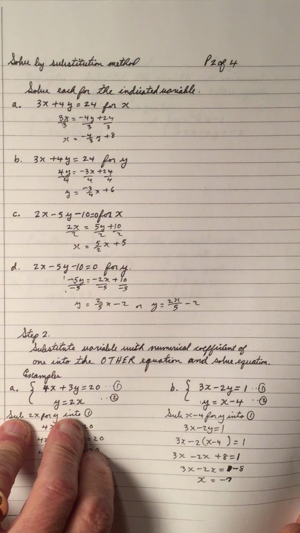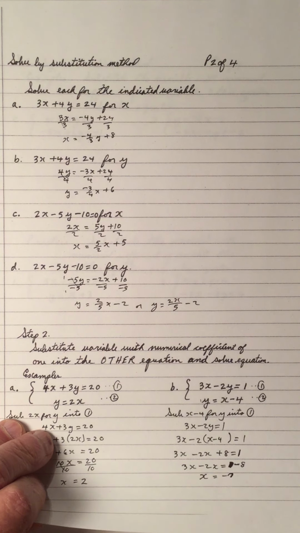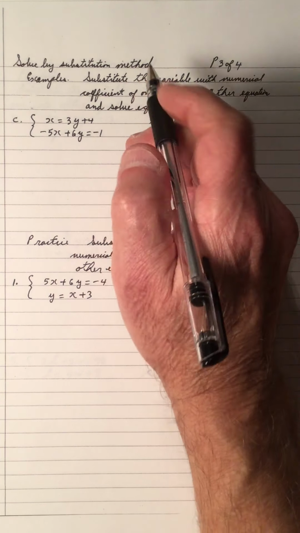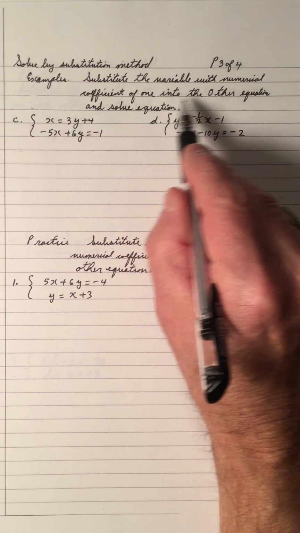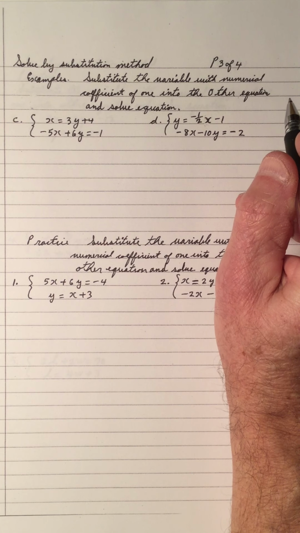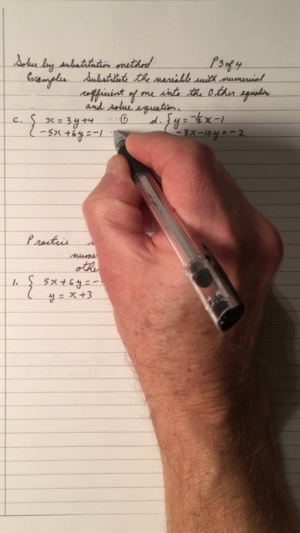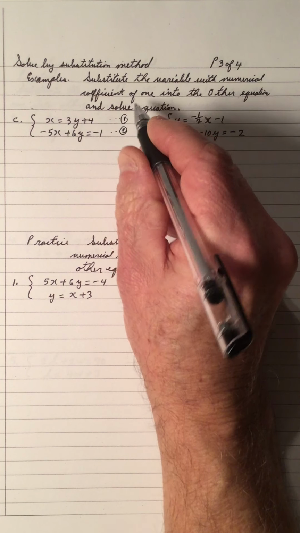Substitution method. More practice. Just takes a while to get used to it. Solve by substitution method. Example, substitute the variable with the numerical coefficient of 1 into the other equation and solve. Just repeating what I just did. So this time, I have the two equations. I got equation 1. Again, numbered equations, so I'm letting you know what I'm doing.